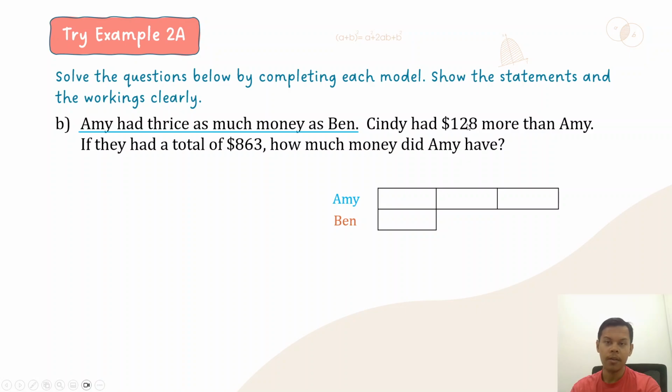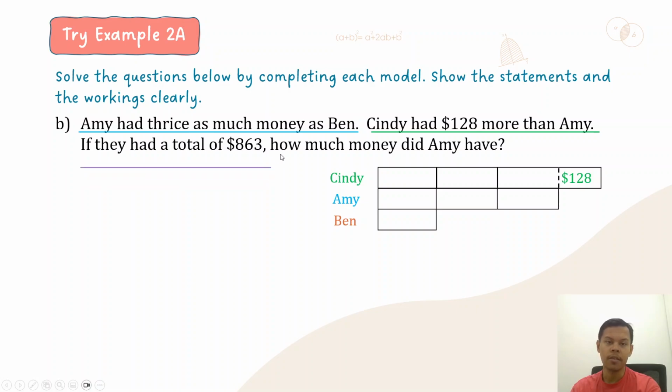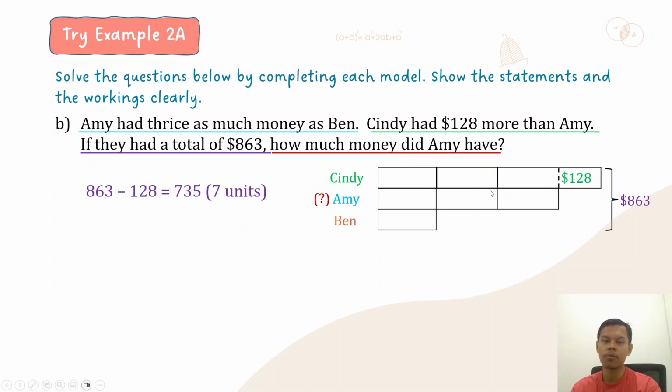Next, Cindy had 128 more than Amy. So just duplicate whatever that we have for Amy, but then we need to extend it further by 128. So let's just make it a longer one, the longest. Okay. So this part over here, the extra is going to be 128. Next line. If they had a total of 863, the total of these three person is going to be 863. How much money did Amy have? So we need to look for the Amy. Amy have three box over here. This is the part that we are supposed to look for.